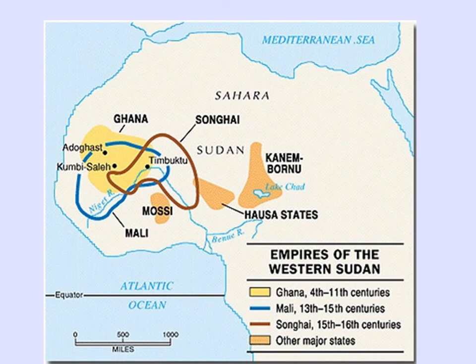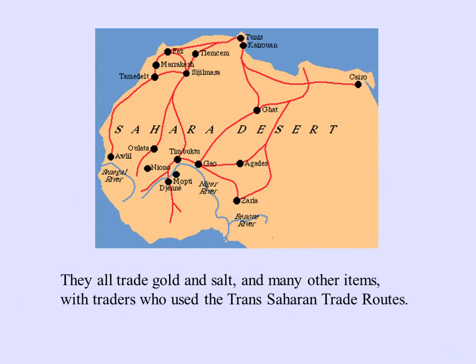So there you go. You have Ghana, Mali, and Songhai all on top of each other. Easiest part of the entire unit, right? So this is the last slide. Boy, that was quick. Just know that all three, Ghana, Mali, and Songhai, that should be a song, right?